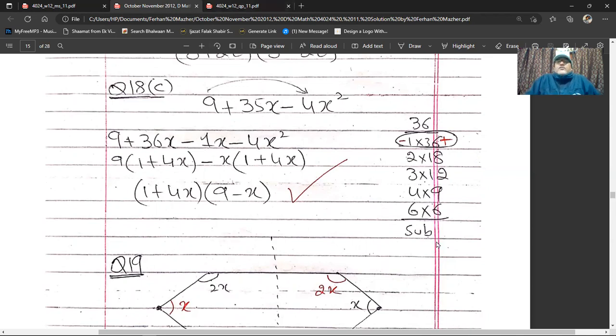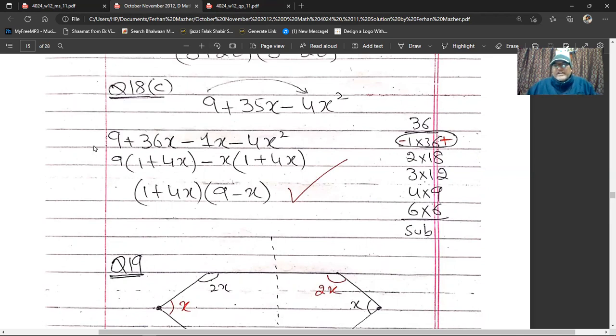Because with the third term here, we have a negative sign. So I will write here subtract. I will choose that pair which by subtraction will give you positive 35. That's why I will choose 1 and 36. With the 36, I will put the positive sign, and with the 1, I will put the minus sign.